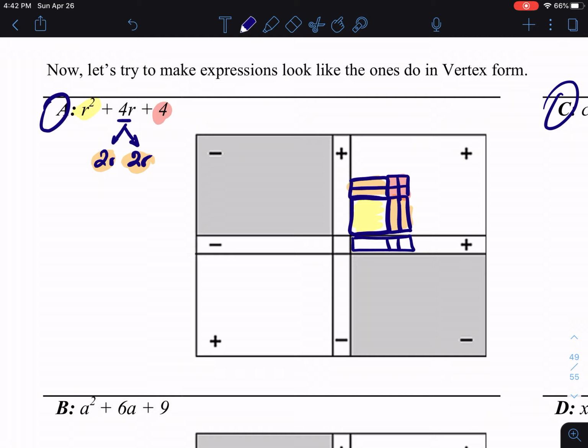So if we want to find what the factors are, we would have our r plus 2 on both sides. So the side of the square is r plus 2. Let me know when we meet next if you'd like me to show this with Algeblocks.